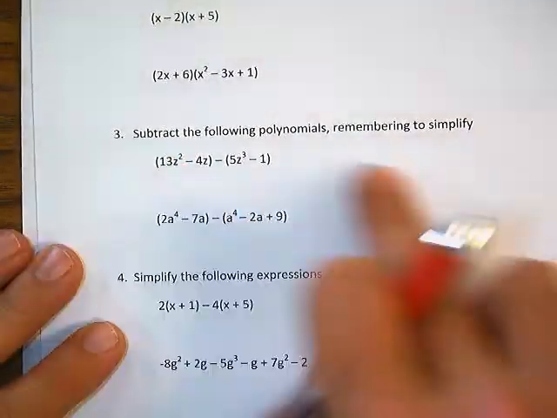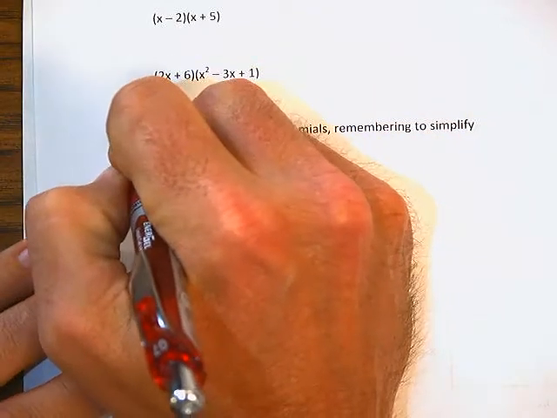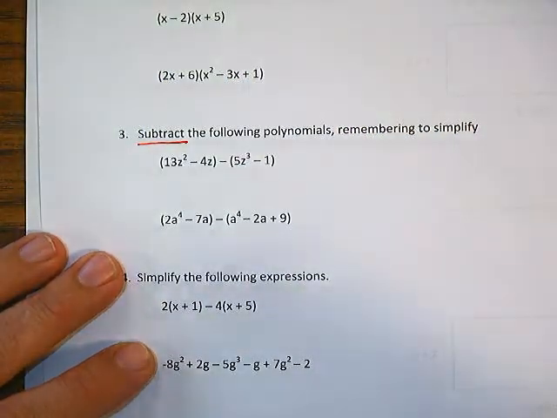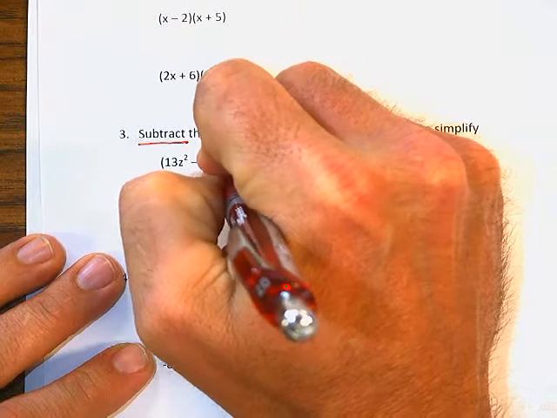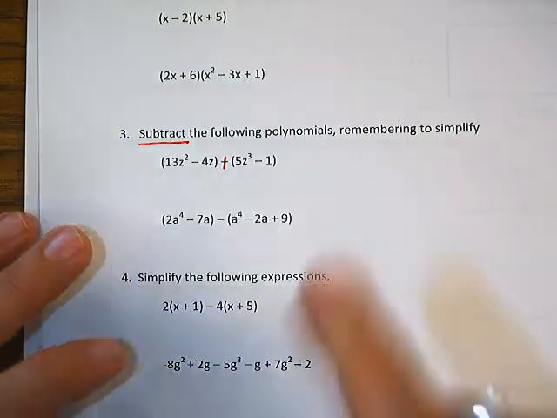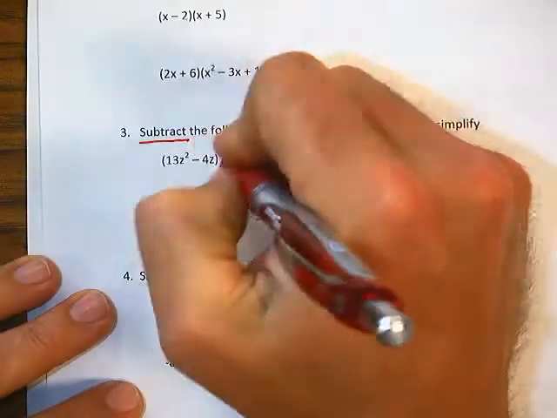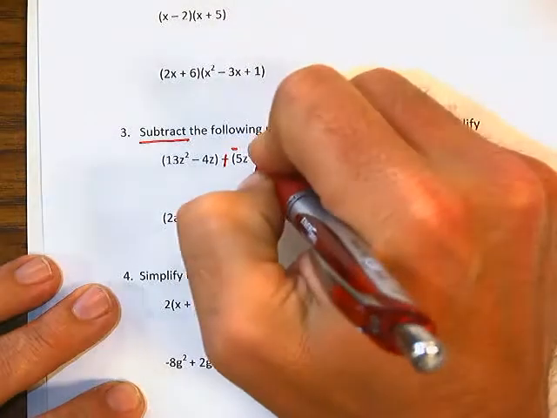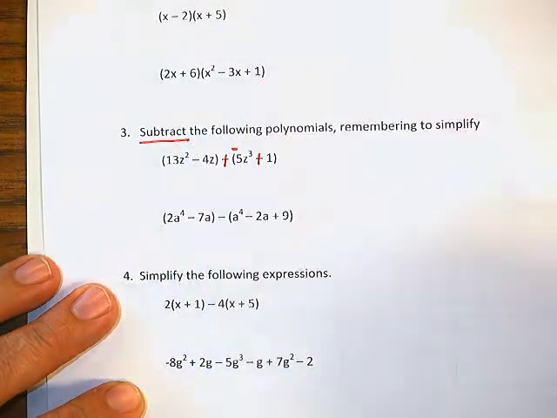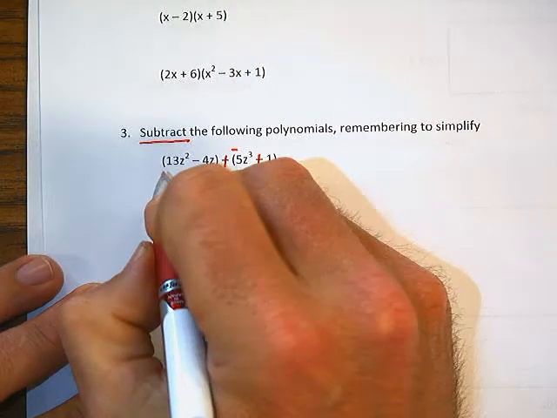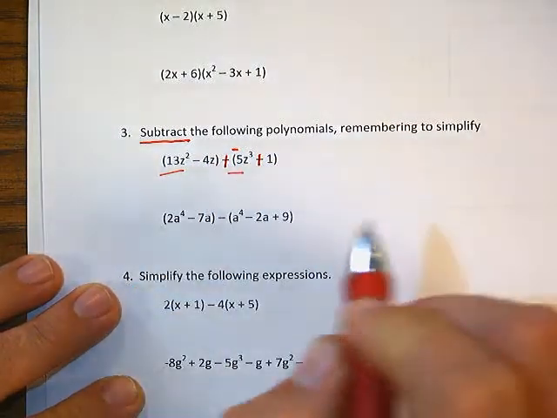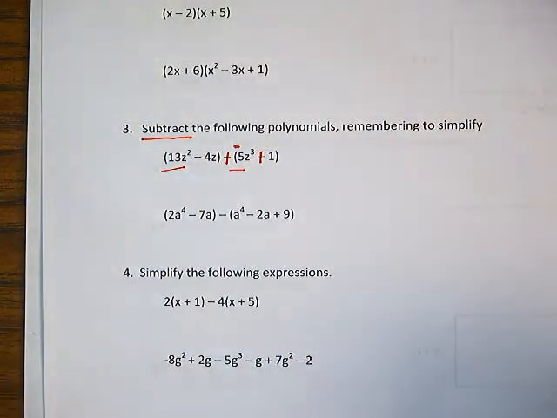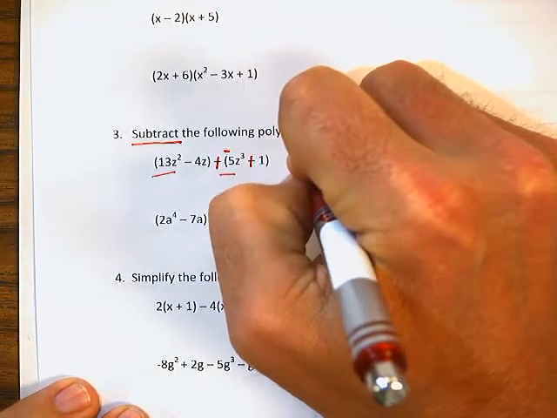When I get to 3, subtract. Now, remember when we subtract, change it to addition, then change all the signs, because subtraction is adding the opposite. So this positive 5z would become negative 5z to the third. This negative 1 would become positive 1. Now we just combine like terms. We have the z squared, 13 minus 5. That's 8, 9, 10, 11, 12, 13.